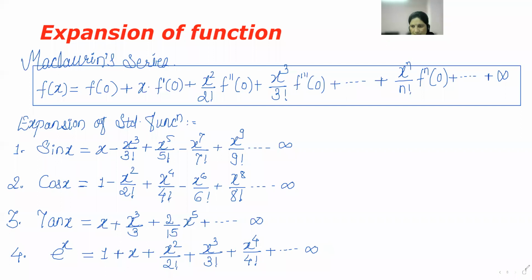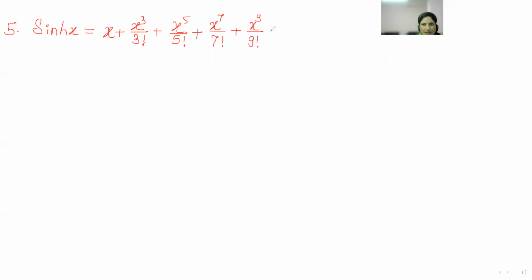Okay, then going for the next one. Fifth, expansion of sine hyperbolic x: x plus x cubed by 3 factorial plus x raised to 5 by 5 factorial plus x raised to 7 by 7 factorial plus x raised to 9 by 9 factorial, and so on up to infinity.